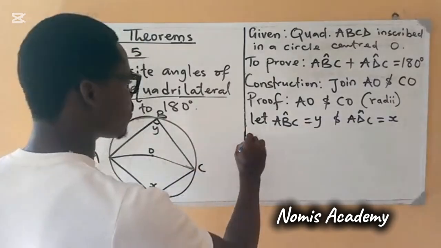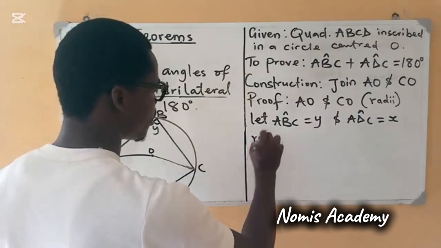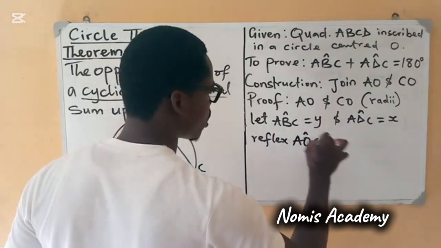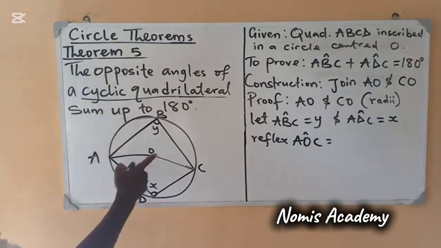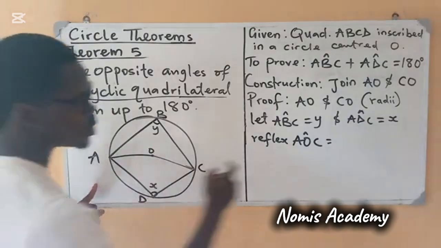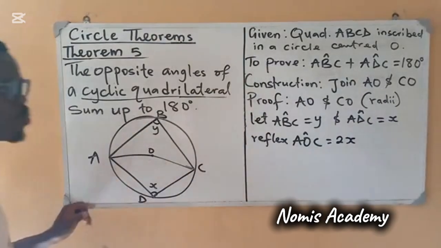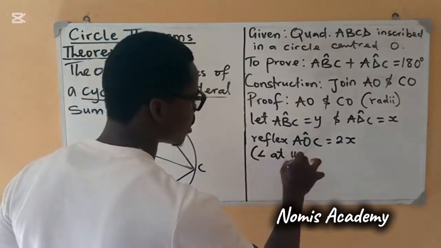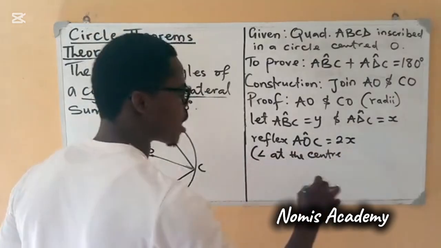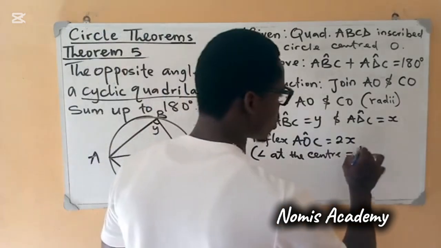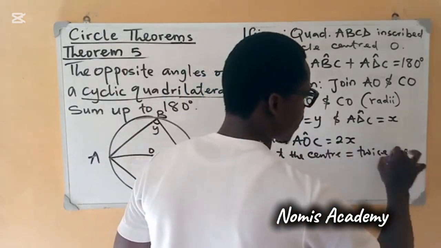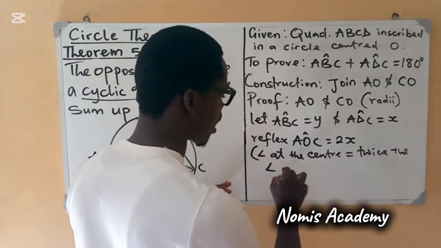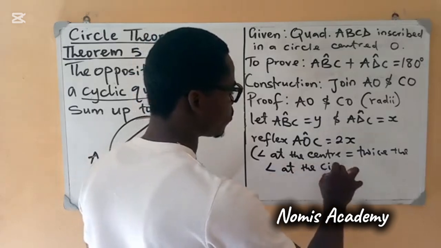Okay, now reflex AOC is equal to 2x. So what should be the reason for that? We say that angle at the center equals twice the angle at the circumference.